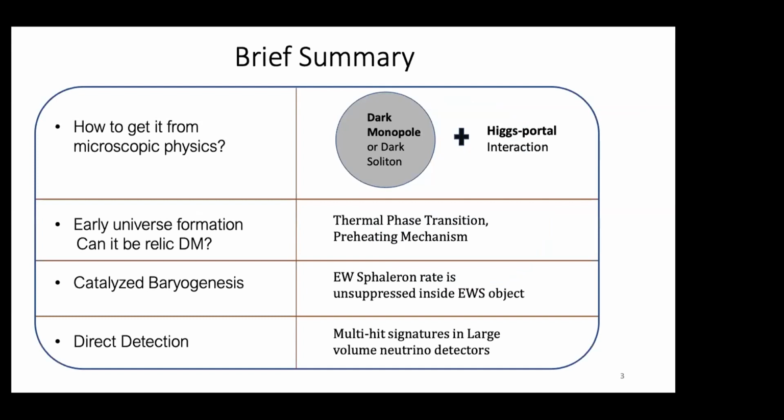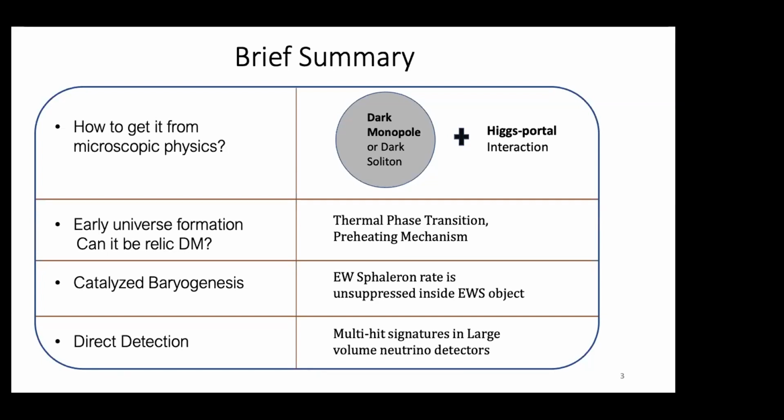So here is what I'll be talking about. This is a brief summary of what I'll be doing in this talk. It's basically a series of questions that I'll be asking regarding this object. First, how to get it from microscopic physics. The simple answer is that you get some topological or non-topological soliton in the dark sector, and you add a Higgs portal interaction to the standard model Higgs, and you can get this kind of object, and I'll explain how to do that.